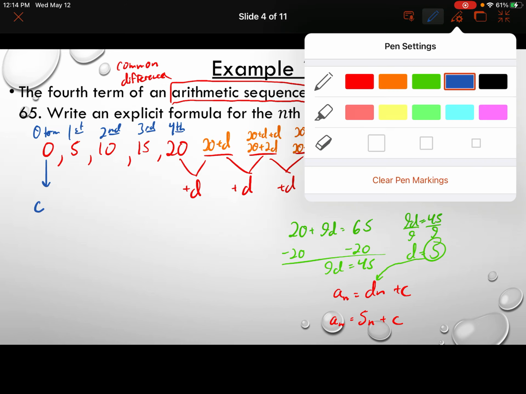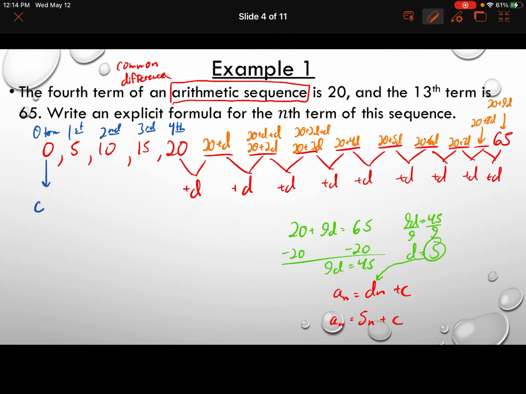So that means our equation, just erase the C now, our equation is 5n plus 0, or just 5n, right? There's no point of writing a plus 0. We can, but we don't have to.